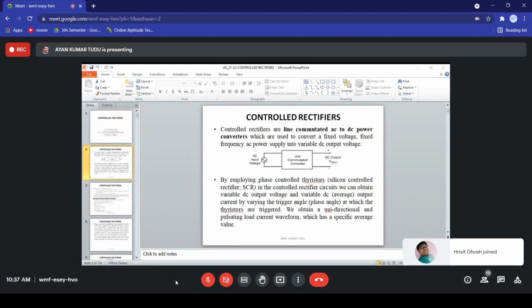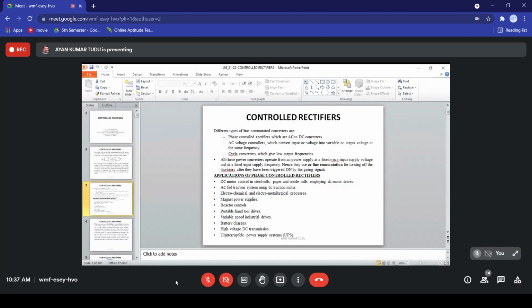Obviously, when the thyristor is conducting, the output voltage across the load will always follow the input supply voltage through the conducting thyristor. Correct? Now, as I was saying, there are different types of line commutated converters. Let us look into some of them.